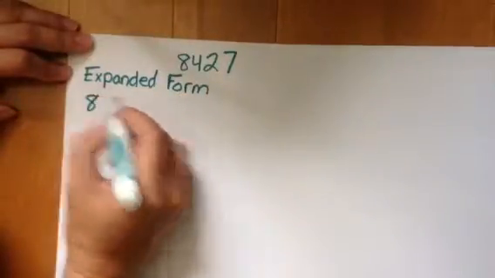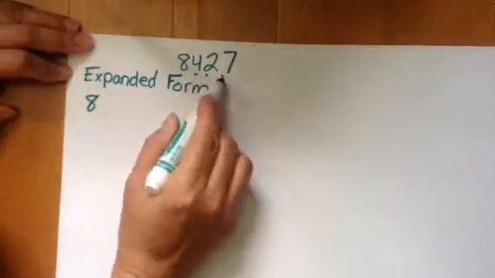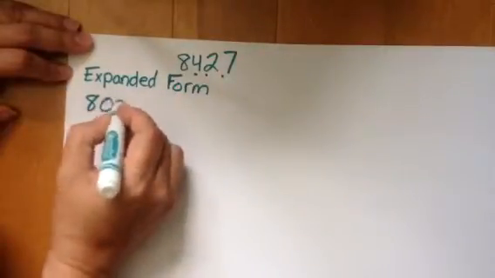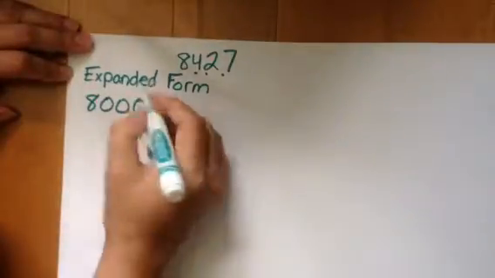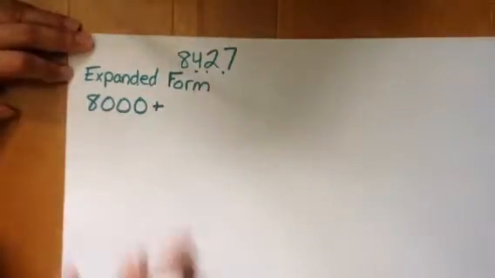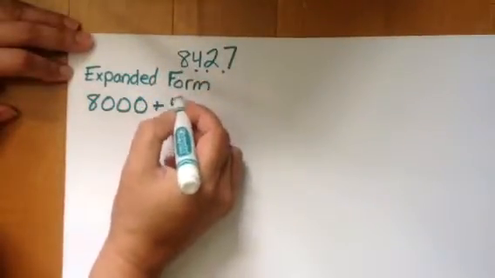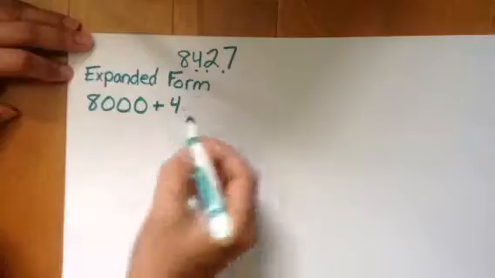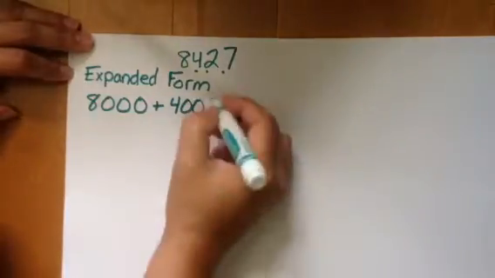So we're going to take the 8, and then I'm going to count how many numbers I've got after it. So I've got 1, 2, 3 after it. So I'm going to put 1, 2, 3 zeros. Easy. Then I'm going to put plus. Then I'm going to put the 4. That's my next number. And there are 2 numbers after that 4. So I'm going to put 2 zeros after the 4.